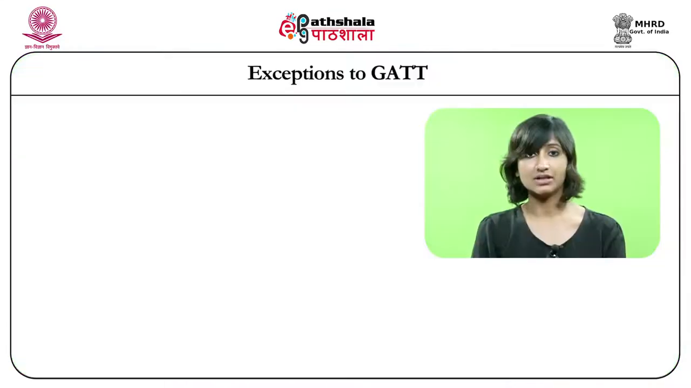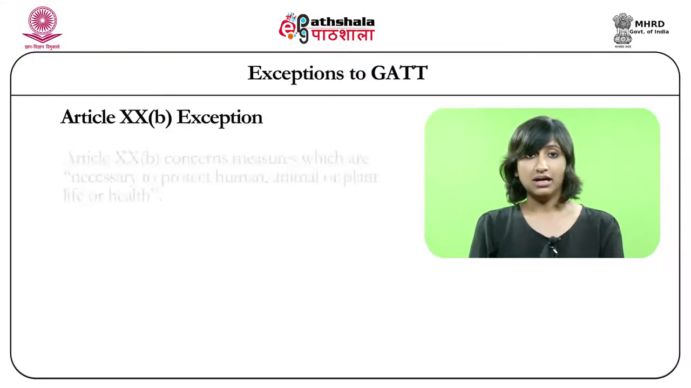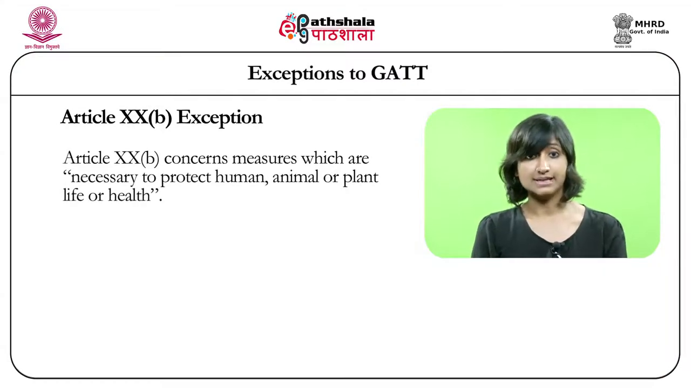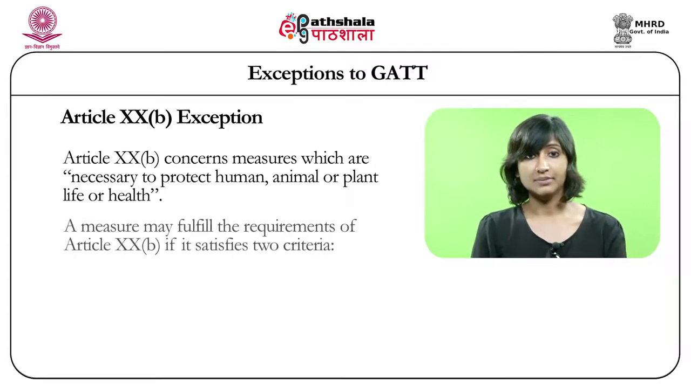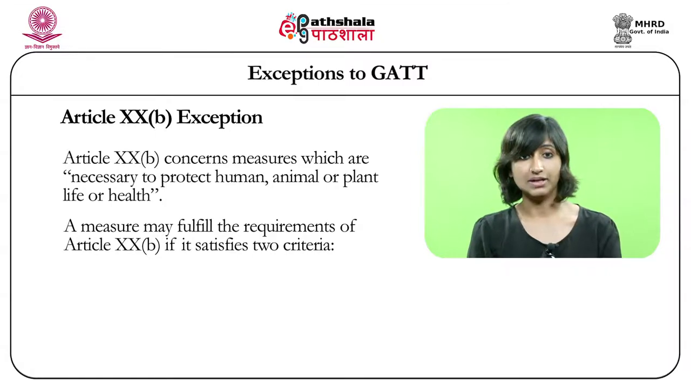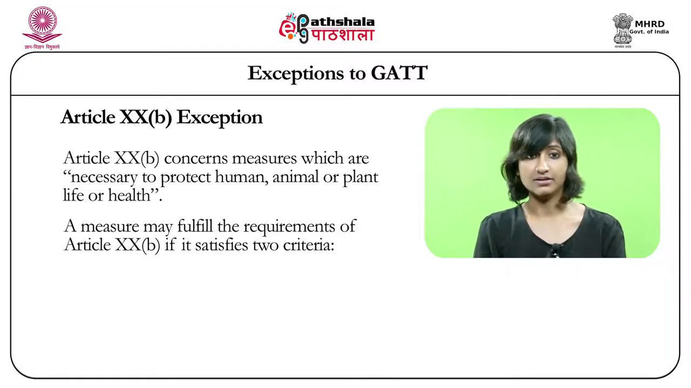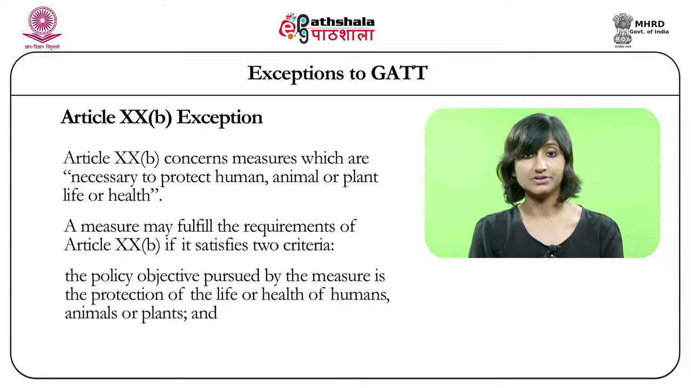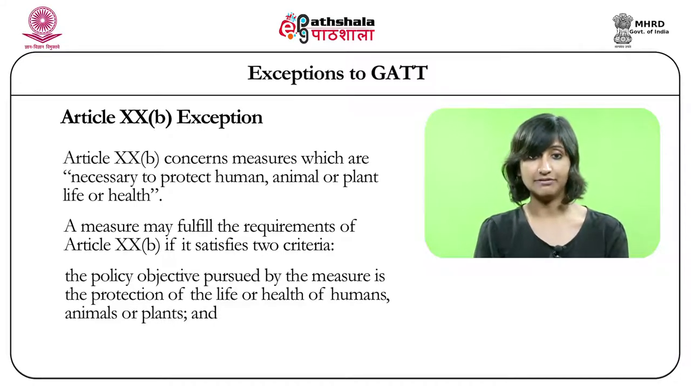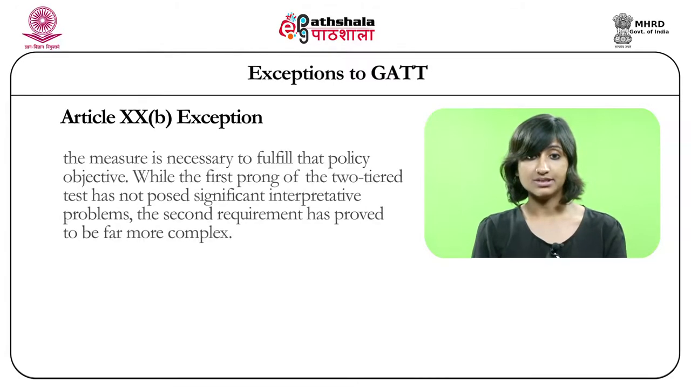The next important exception under Article 20 is subclause B, dealing with the exception under Article 20B. Article 20B concerns measures which are necessary to protect human, animal or plant life or health. A measure may fulfill the requirements of Article 20B if it satisfies two criteria. First, the policy objective pursued by the measure is the protection of the life or health of humans, animals or plants. Second, the measure is necessary to fulfill that policy objective.